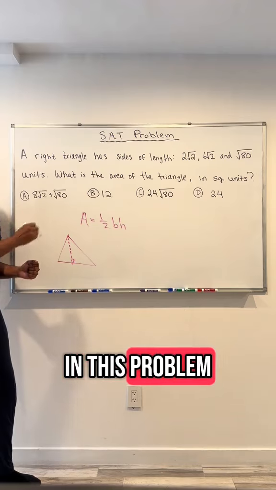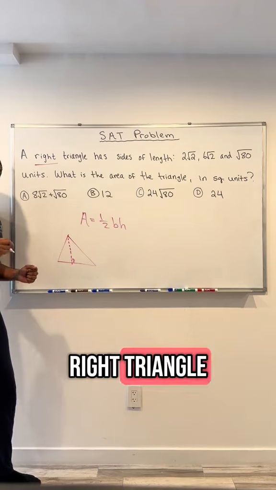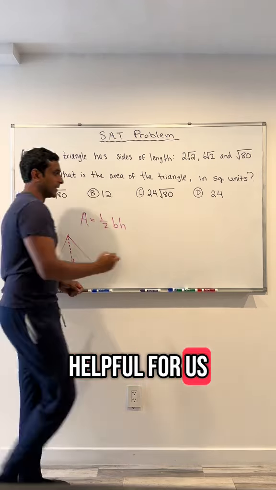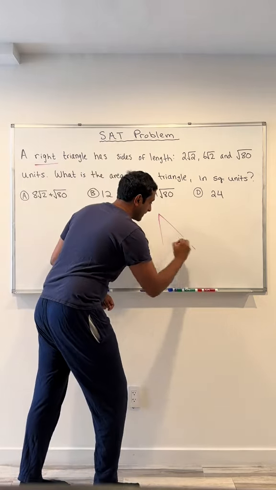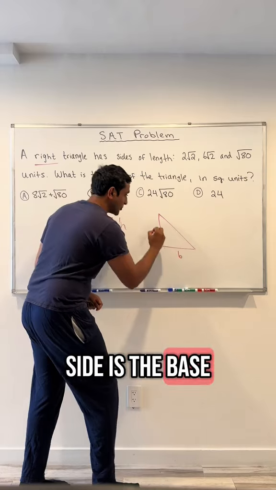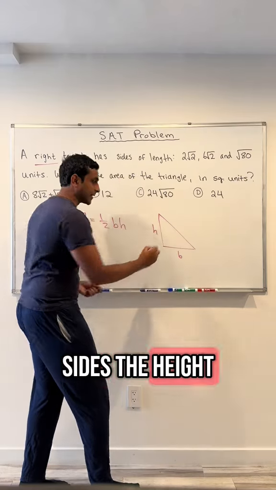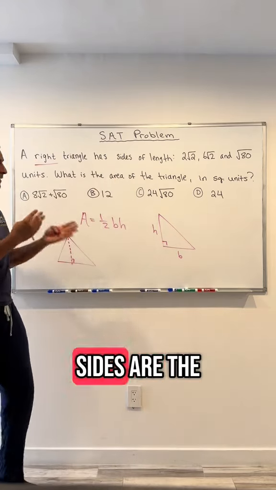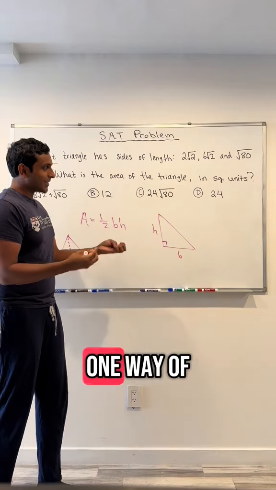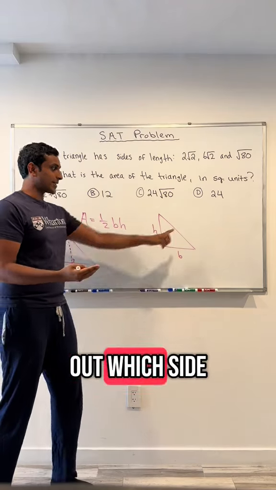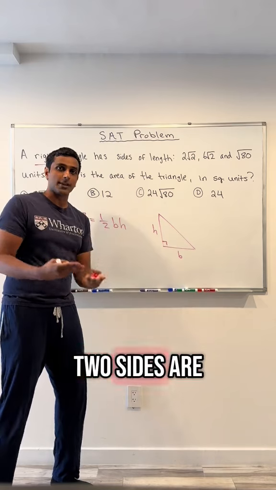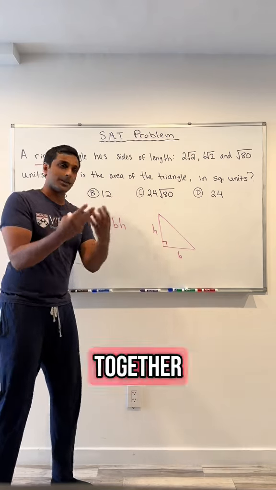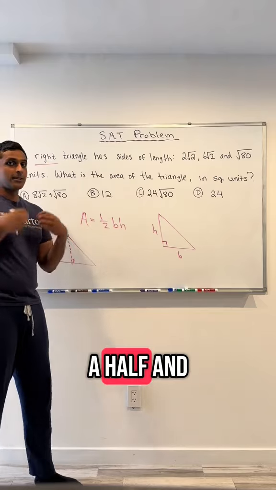But in this problem, we have a right triangle, and that is really helpful for us because if you have a right triangle, then if this side is the base, you actually can consider one of the sides the height. And we have all 3 sides, so we just need to figure out which side is the base and which side is the height. And one way of doing that is actually by figuring out which side is the hypotenuse, because then the remaining 2 sides are the base and the height. We just multiply them together, multiply that by 1/2, and there's our answer.